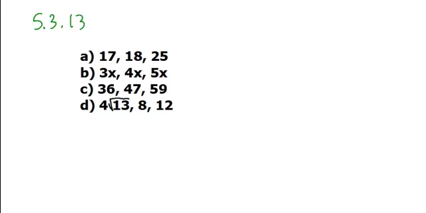In problem 13, we're classifying these as acute, right, or obtuse based on the side lengths. And so what we'll do here is take the sum of the squares of the two smaller sides and compare them to the longest side squared.